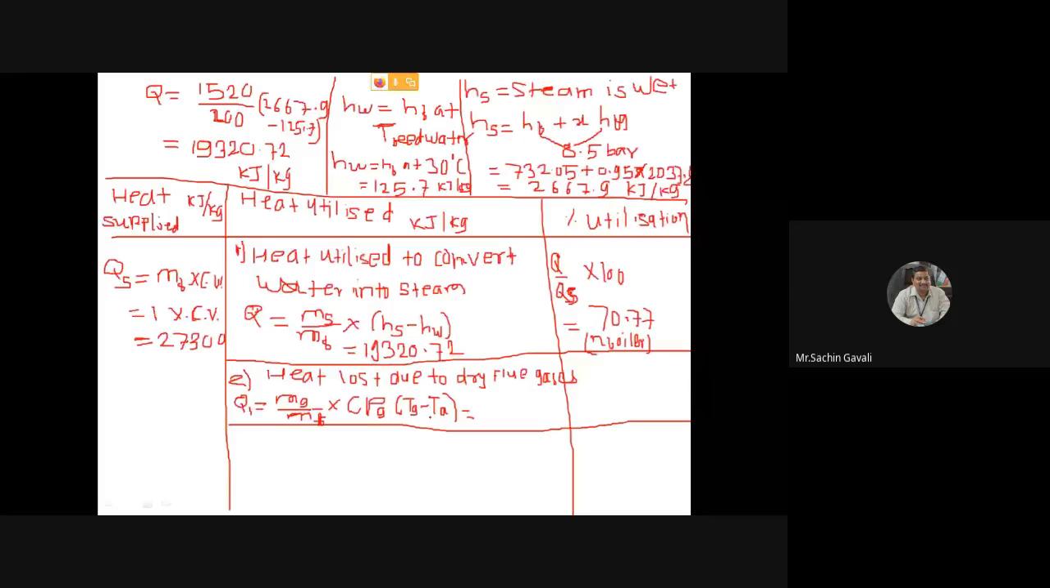Now shall I go to the next slide? Now Q2 I am calculating here. So Q2 is equal to mg upon mf into cpg into bracket tg minus ta.